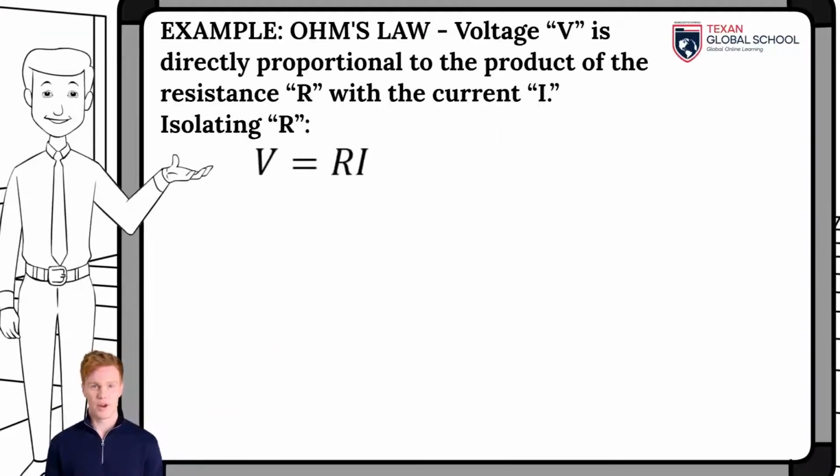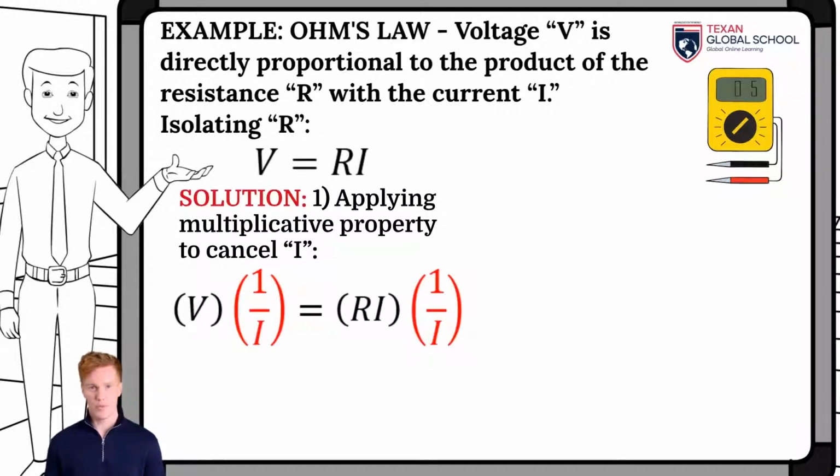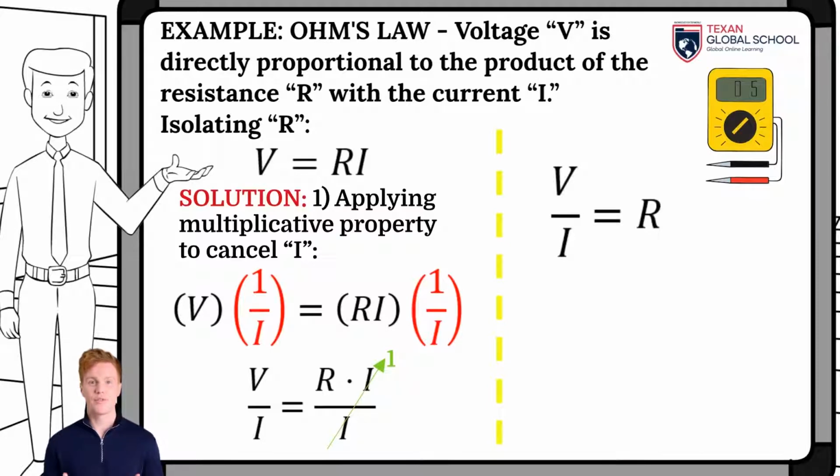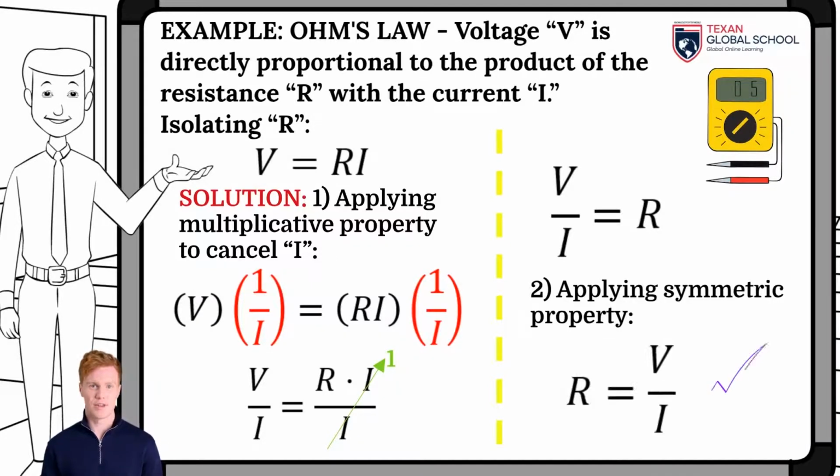Now we will use Ohm's law to practice isolating a variable in the following example. This law indicates that the voltage V is directly proportional to the product of the resistance R with the current I. We will isolate R. We will then apply the multiplicative property to cancel I. This implies multiplying both members by the multiplicative inverse of I, which is 1 over I. Hence, I over I is simplified to 1 in the right member, so the resistance R is equal to the ratio of the voltage V with the current I.